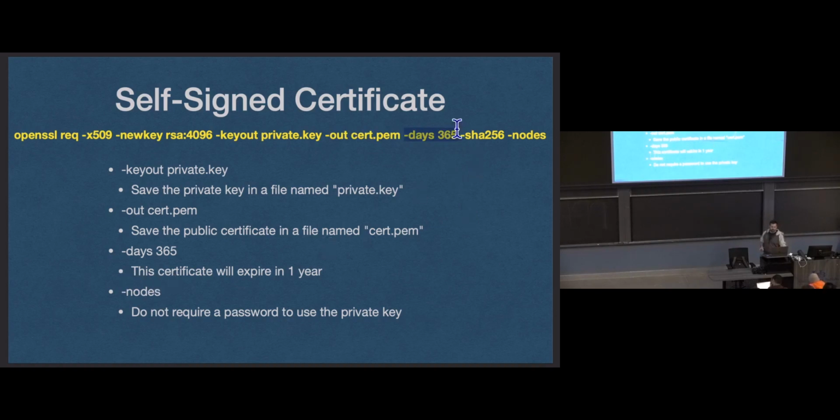Did I miss one here? Use the SHA-256 hashing algorithm for the hash of this certificate. And then no DES, don't require a password to be able to access this certificate. You don't want to be prompted for a password every time you want to use it. And that's it. Kind of boring, but that's what all those command line parameters mean.